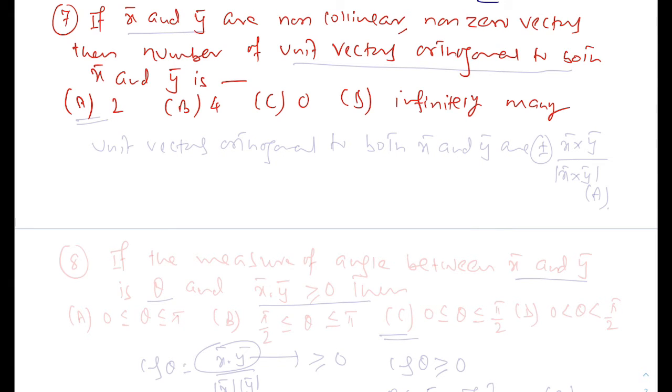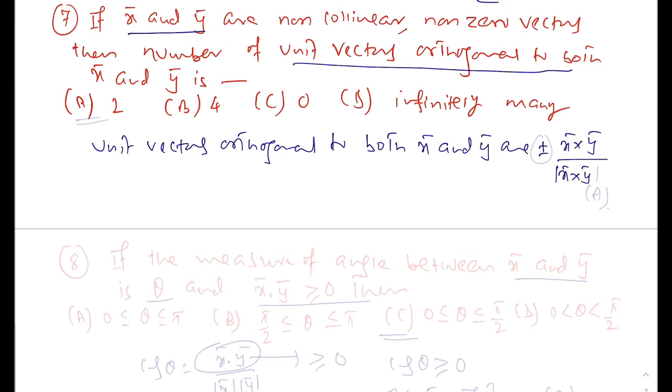Now we know if you are having two vectors x bar and y bar, then a vector orthogonal to both is needed. So unit vectors orthogonal to both x bar and y bar are plus minus x cross y upon its modulus. So we are having two such vectors, okay? So option A is there.